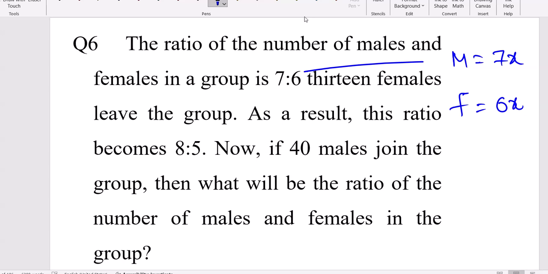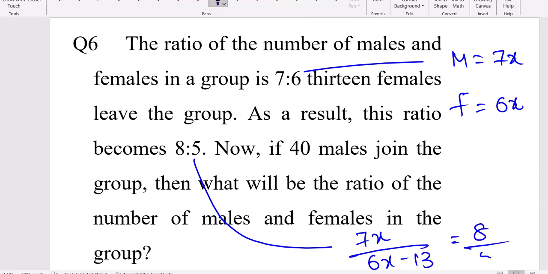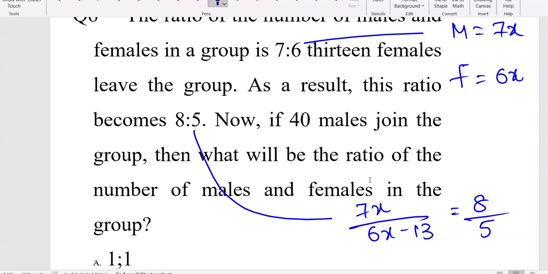Now the ratio becomes 8:5. Right. So now what you can do is 7x divided by 6x minus 13 is equal to 8 divided by 5. Do you understand that equation? Why is it 8 by 5 with denominator minus 13? How many females are left? 13, so we are removing that. Sometimes there may be some mistake in the question, let it be, but the approach is important. How we are solving that.